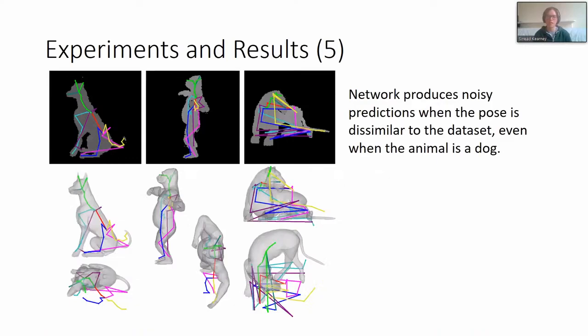But unfortunately, even if we're testing the network on dogs, if the pose is very different to what we had in the training set, then the network is not really able to cope with giving a sensible prediction. For example, we didn't have any training data where the dog was sitting down or lying down. So this is the type of result the network will predict. But we believe that if our training set contains more varied motion, then these results will be improved in the future.